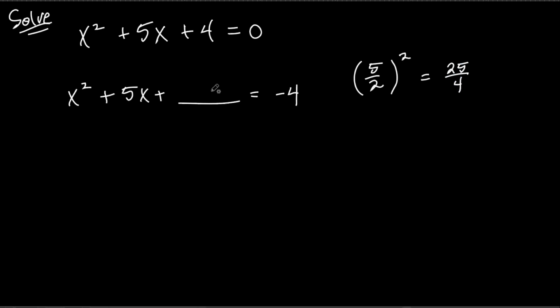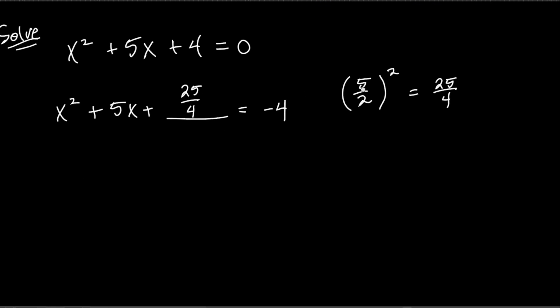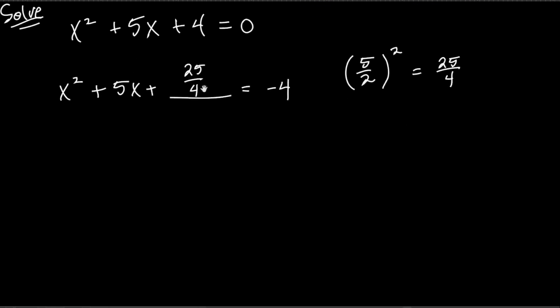So what goes here? 25 over 4. Everybody see that? We did that over here, didn't we? We took half of it and squared it and got that number. Half and square, got that. Half square, we got that. It's the same thing, except it's just not as pretty because it's an odd number. So I put 5 over 2, took half of it, and squared it, and I put it right there. You with me so far?